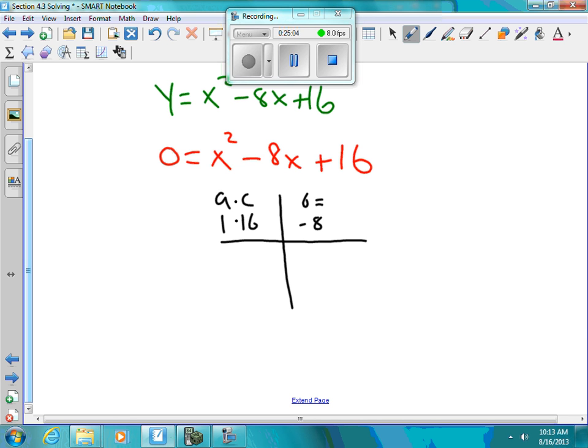Okay, hopefully when you went through, you found there are a few combinations that multiply to make 16, but only one that multiplies to make 16 and adds to make negative 8: negative 4 plus negative 4, which is negative 8. That's our winner. Remember, if c is positive, like 16 is, both terms have to have the same sign, which is good because that cuts down on our possible pairs.